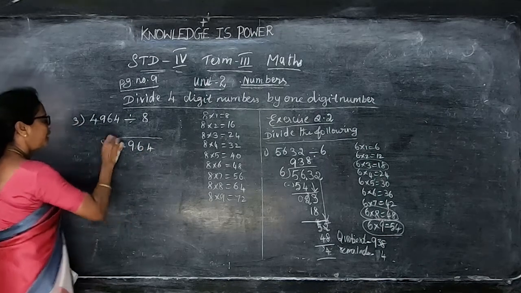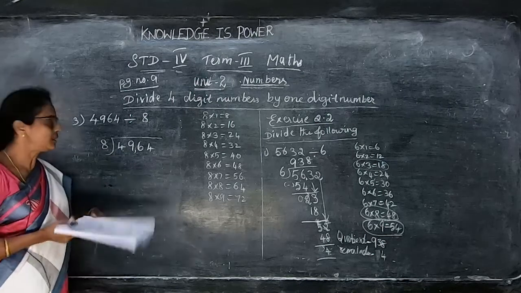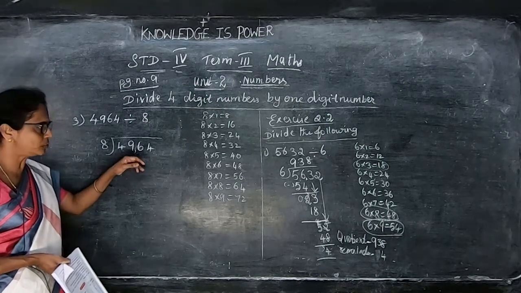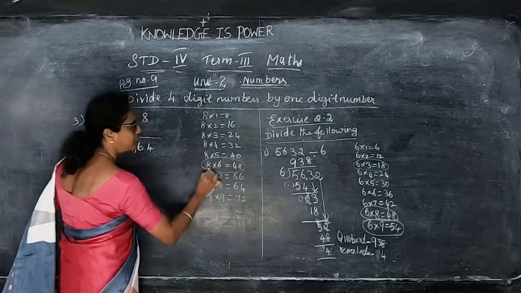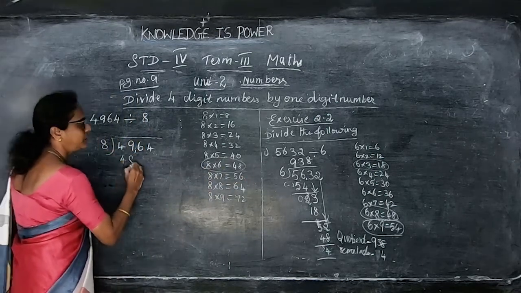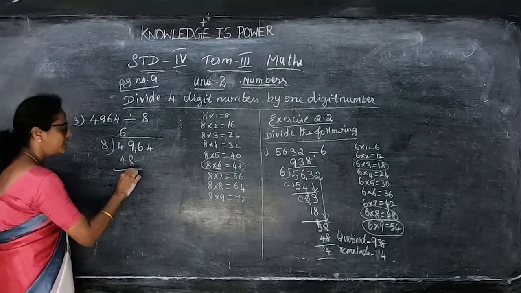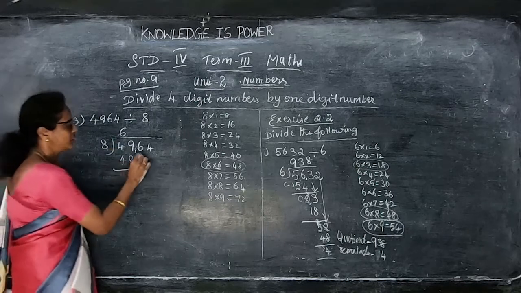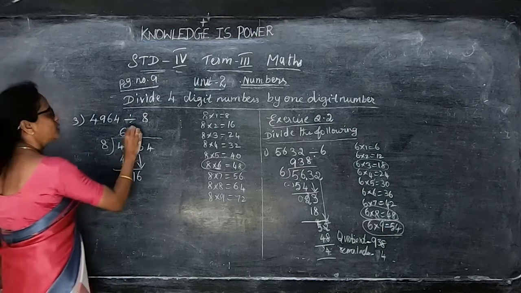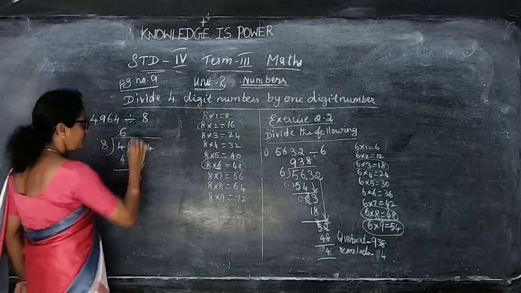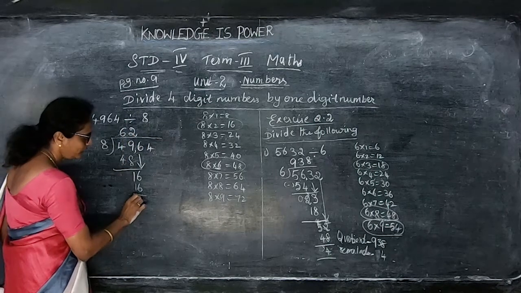Okay, so you can put 4964 divided by 8. In the 8 tables we can take two numbers. One number, 4, is a smaller number, so we can take two numbers: 49. So 49, in the 8 tables what number is there? 48. So you put 48. How many times is here? 6 times. If you minus, 9 minus 8 is 1, 4 minus 4 is 0. Next you can take 6. So what is this? 16. So 16 is here in this table. So you put 16. 8 2s are 16. So here minus gives 0.